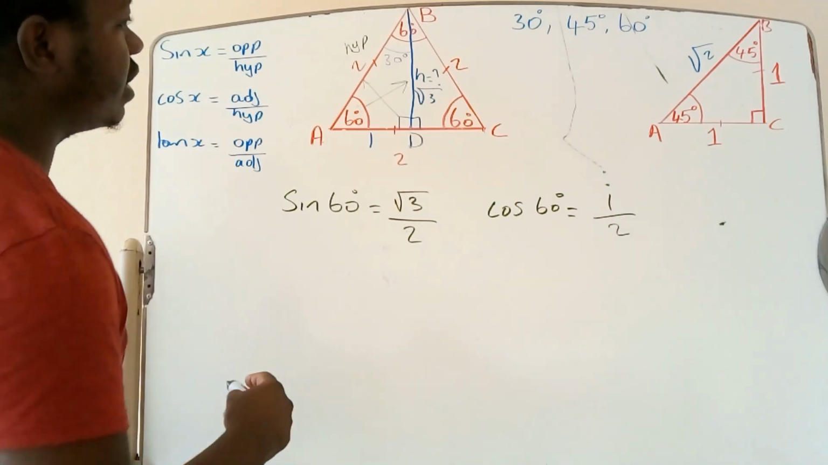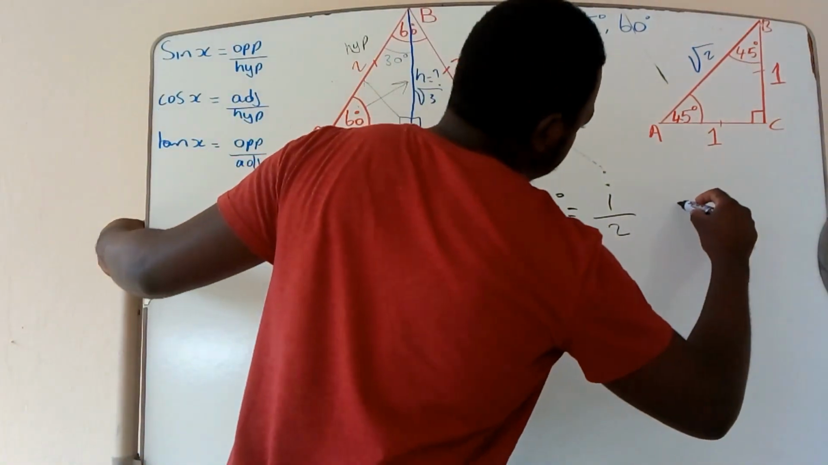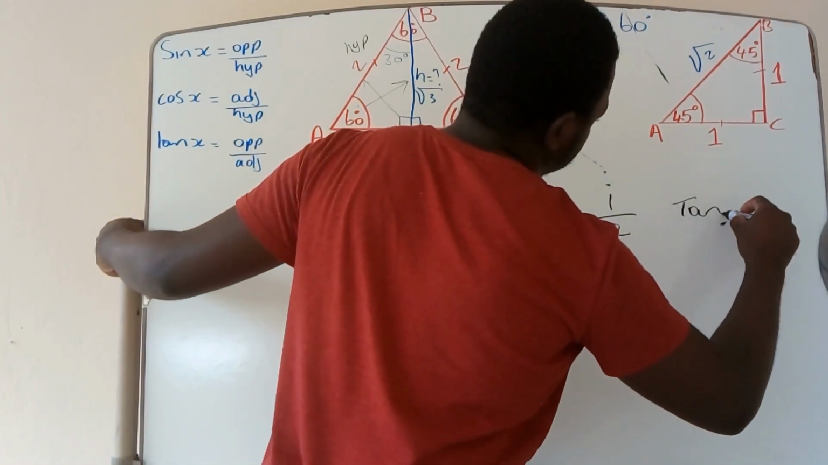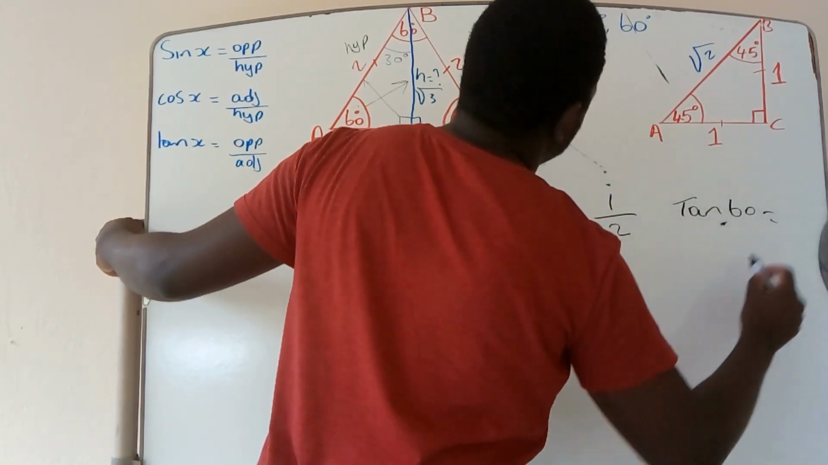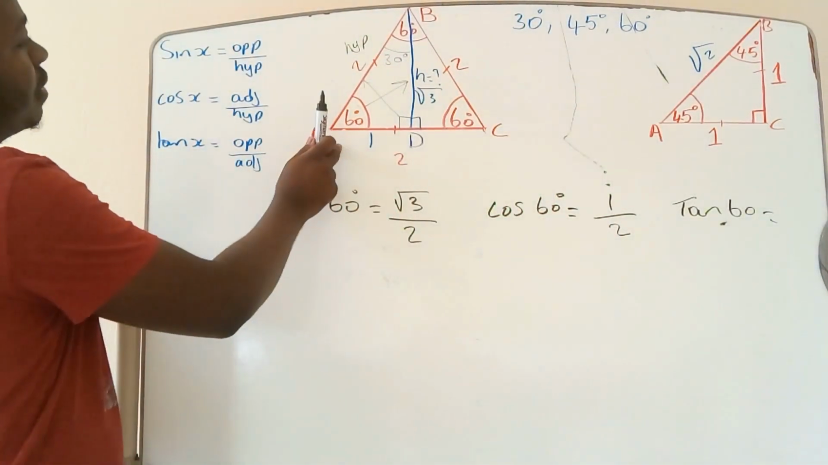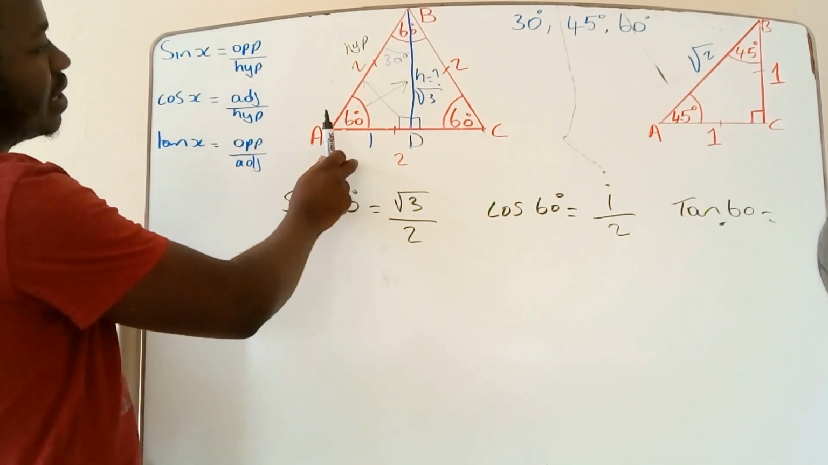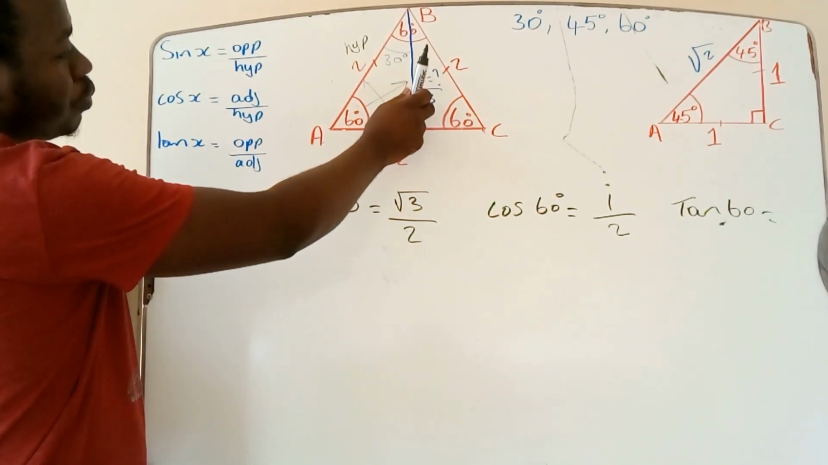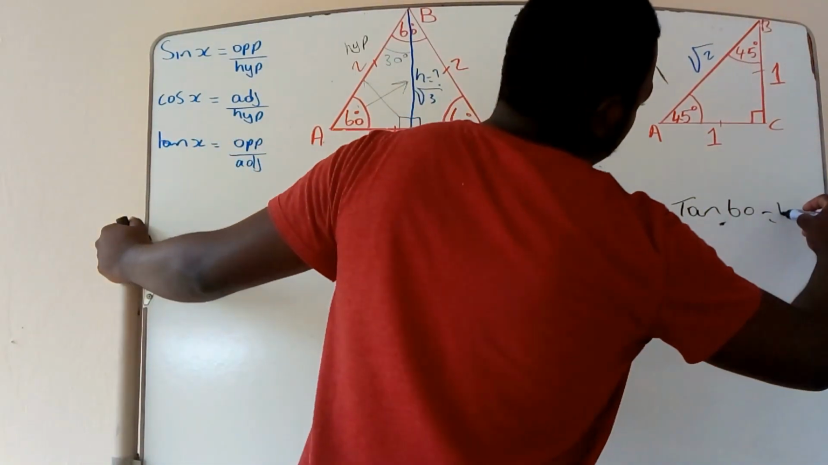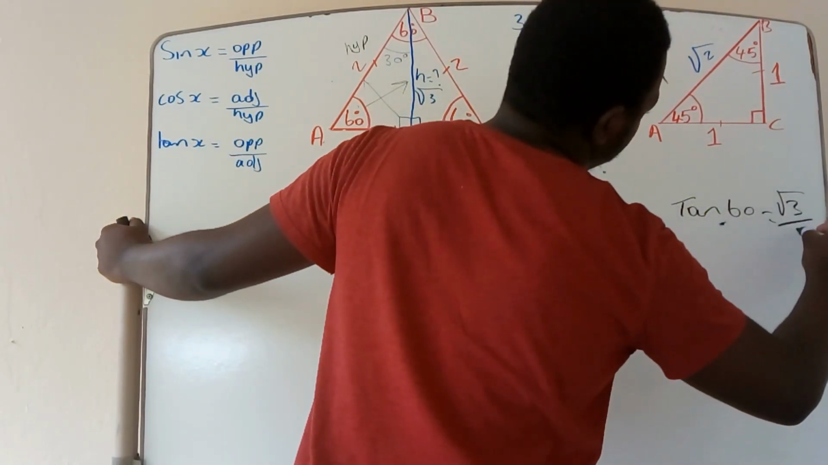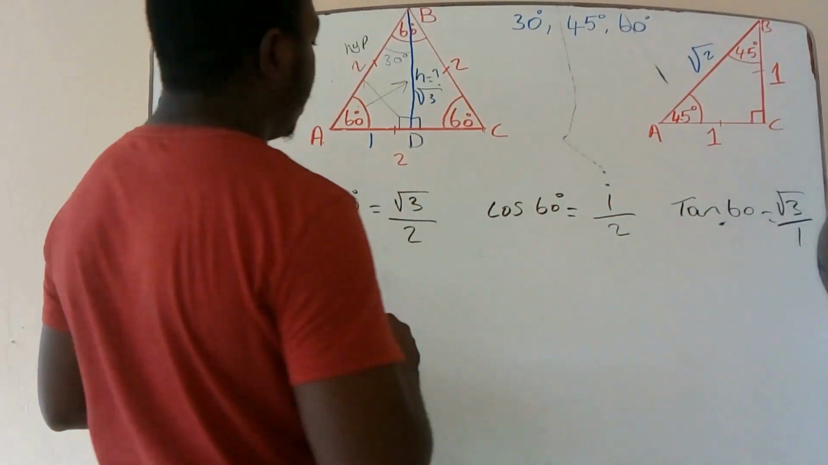Let's say we want to find the tangent of 60. I want to find tan 60. Now tan 60 would be the opposite over the adjacent. The opposite here would be root 3. So this would be root 3 over 1, which is just root 3, right?